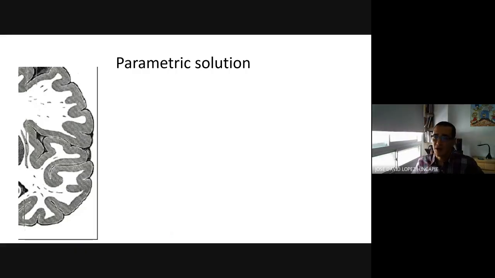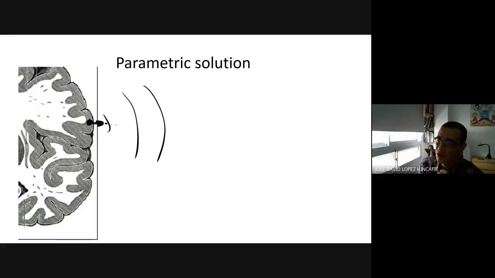The first one is the parametric. Let me explain the parametric one. Say that you have the activity in this location. You have around 10,000 neurons in here that will create one dipole. Usually for those dipoles, we have some restrictions. One of them that we know is that the dipole is usually orthogonal to the cortical surface. Then you have the cerebrospinal fluid.